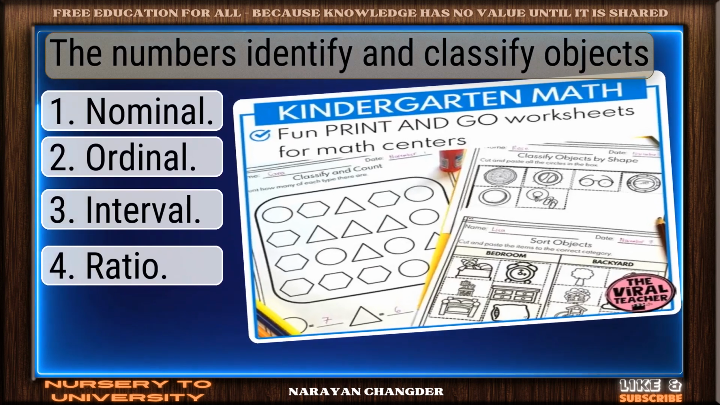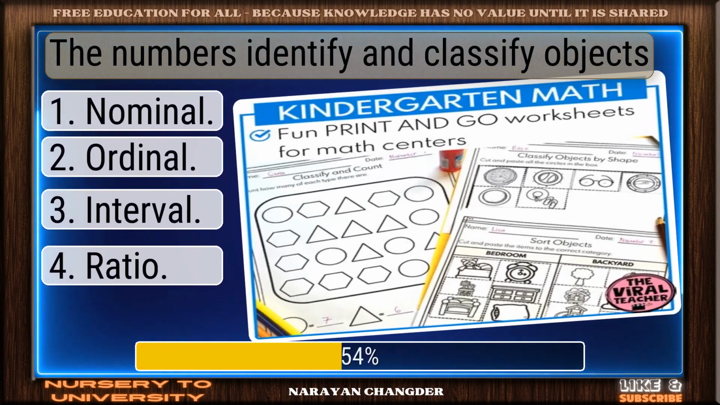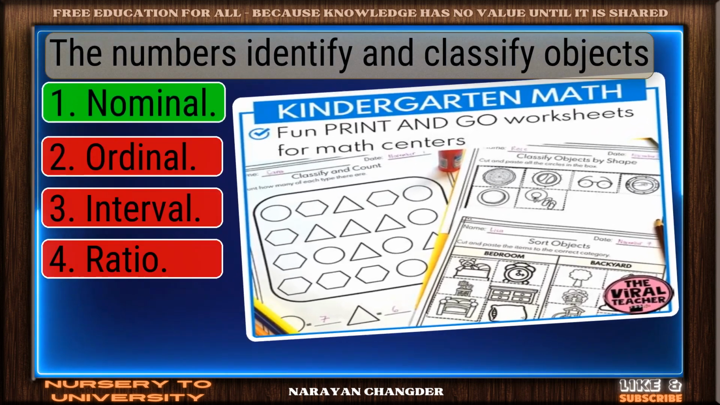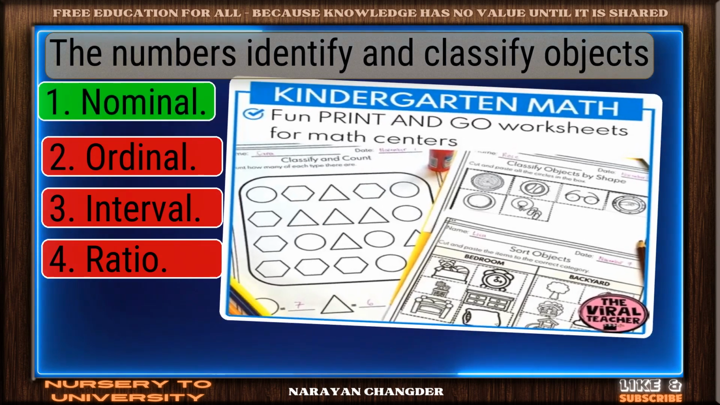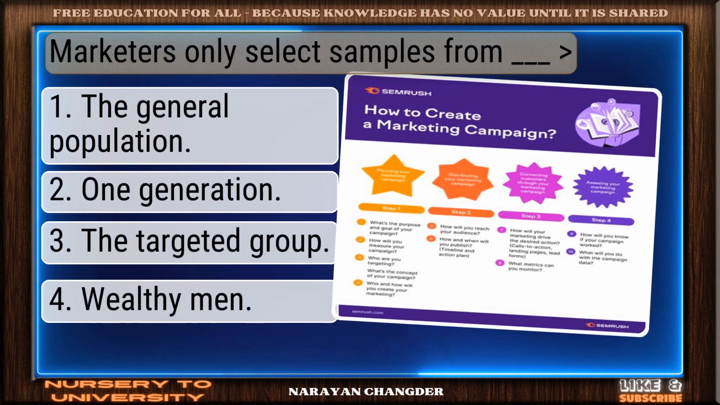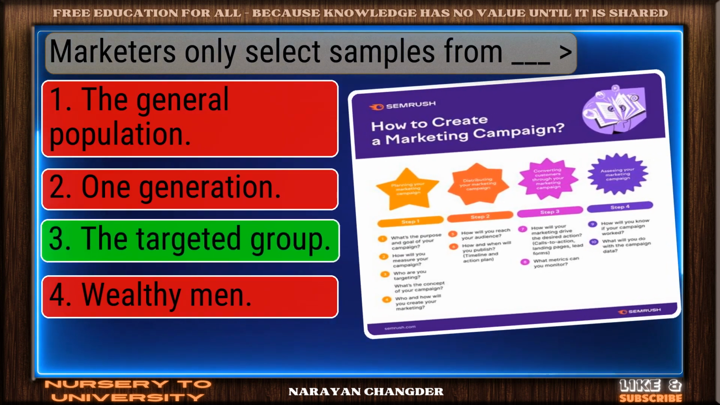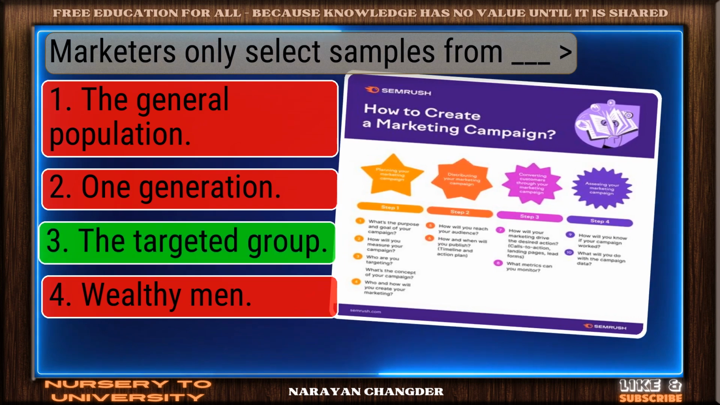The numbers identify and classify objects. Smart move. Nominal is an accurate answer. Marketers only select samples from dash true. Well picked. The targeted group is the correct answer.